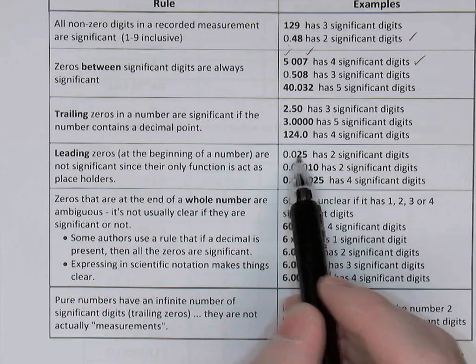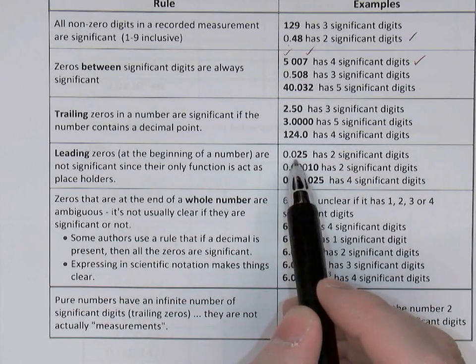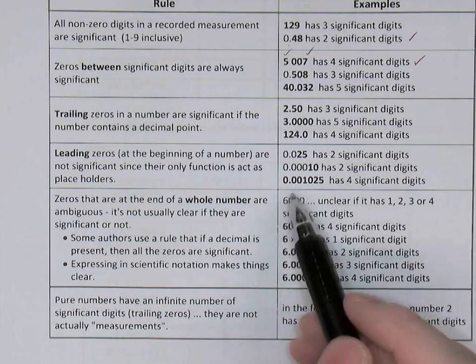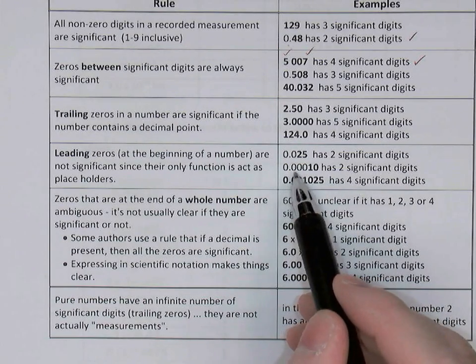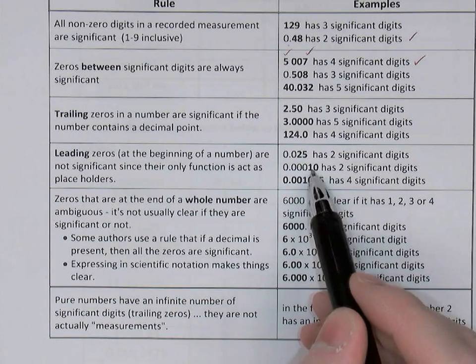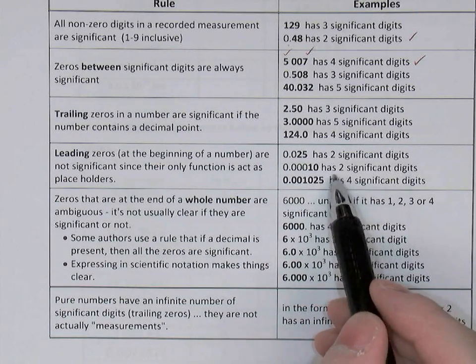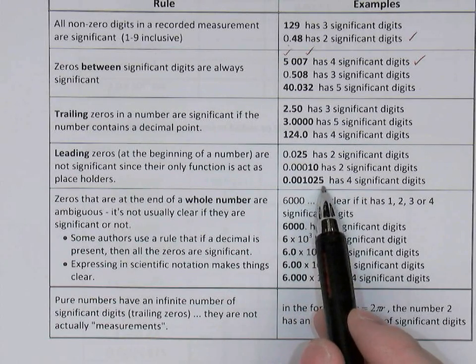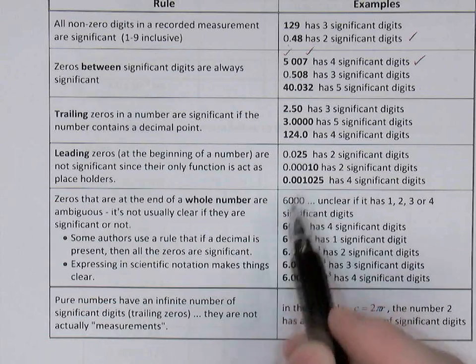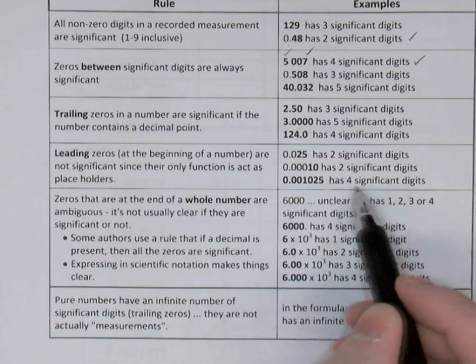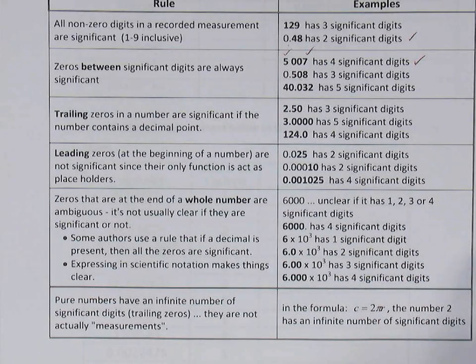So 0.025, neither of these zeros is significant because they're leading zeros, so just the 2 and the 5 will be significant, 2 digits. In this number here, none of these zeros at the beginning are significant, they're simply placeholders, and then the 1 and the 0 will be significant at the end, 2 significant digits. 0.001025, the 3 zeros at the beginning are leading zeros, they don't count. The 1025 has 4 significant digits.